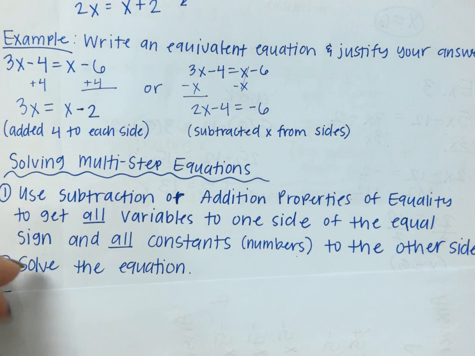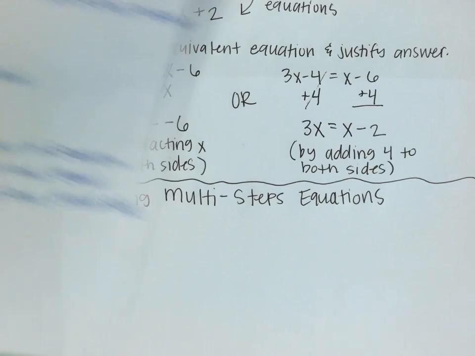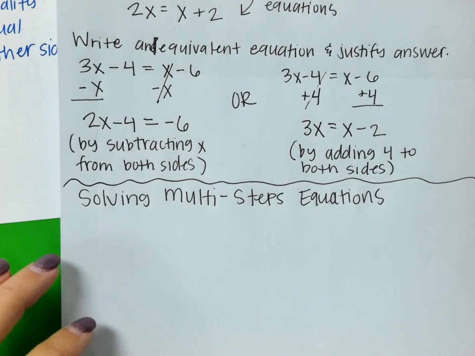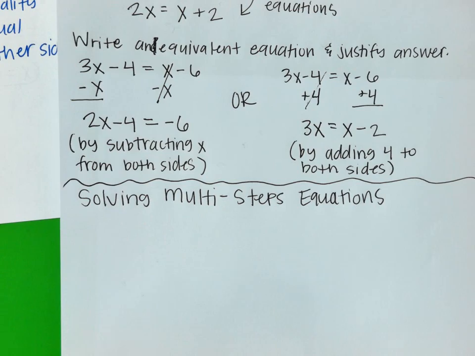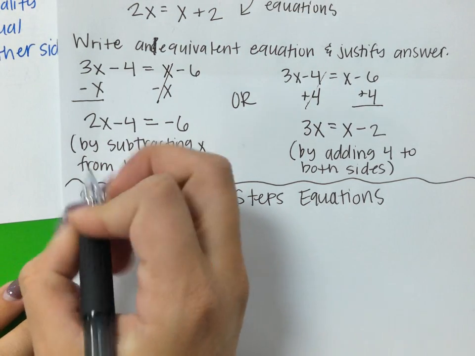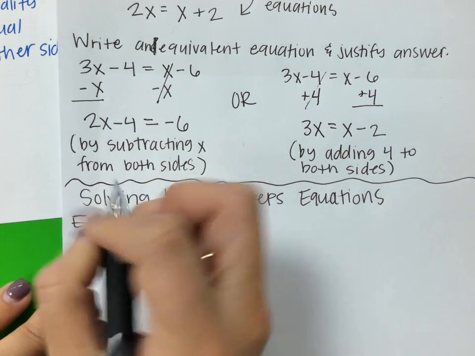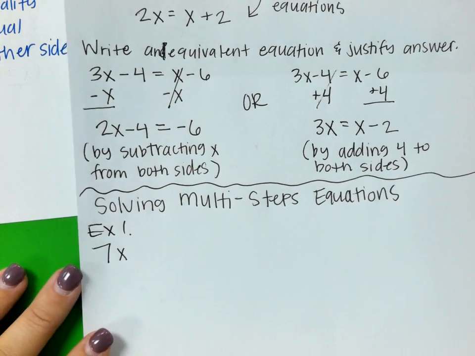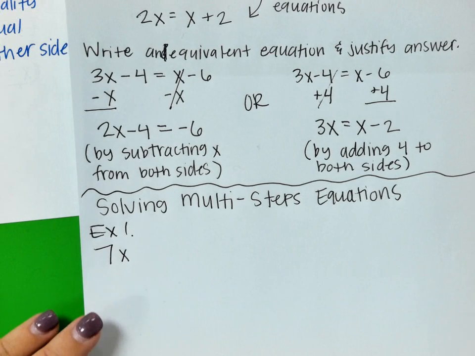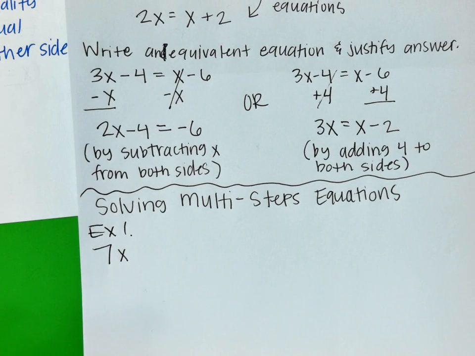Okay, so let's look at an example. All right, example 1. 7x. Yes, ma'am. Okay. Rylan, why don't you go ahead and write down your homework up there. And then you can finish watching this online.